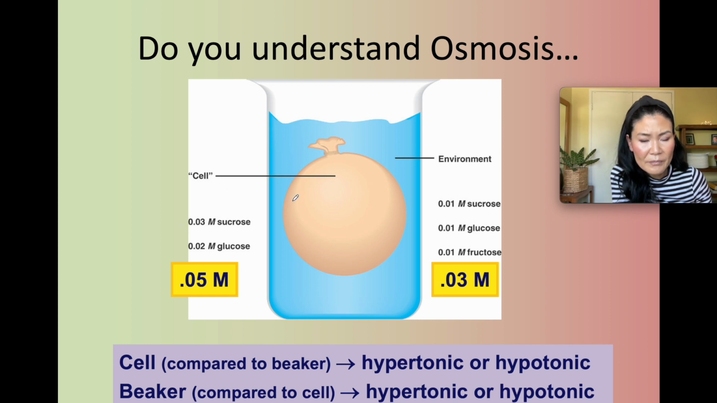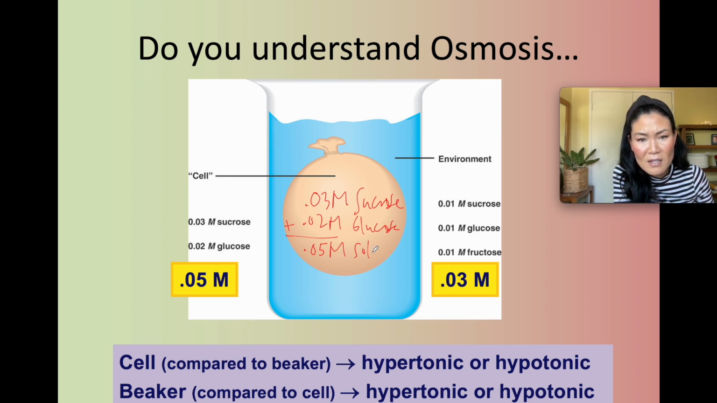Inside the cell here, okay, it has 0.03 molar sucrose. And then 0.02 molar glucose. Those are types of sugars, right? Or saccharides. If you add up the molarity, right? Molarity is just a measurement of concentration. It's 0.05 molar. So that's the concentration of solute inside the cell. Whereas on the outside, you've got 0.01, 0.01, 0.01. All together out here, it's going to be 0.03 molar solute concentration.